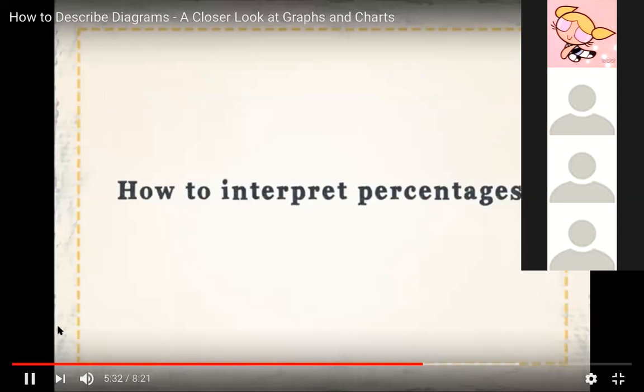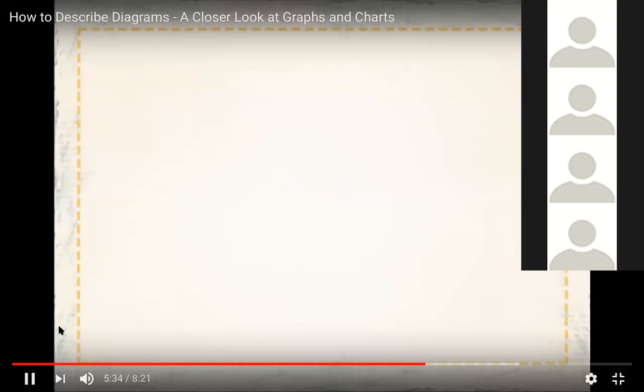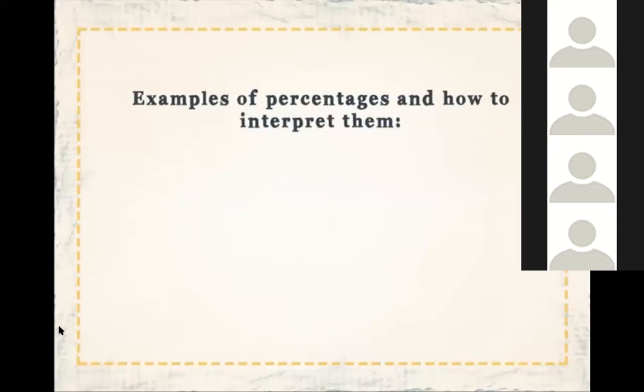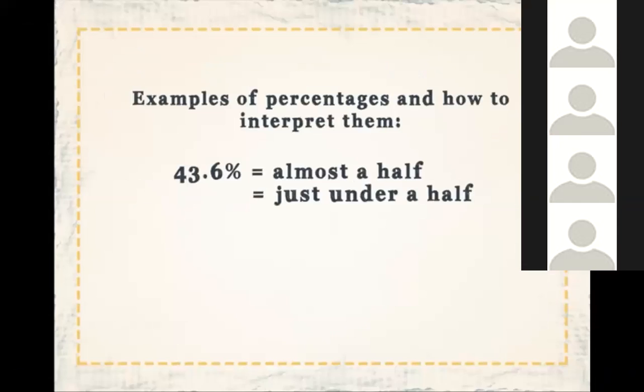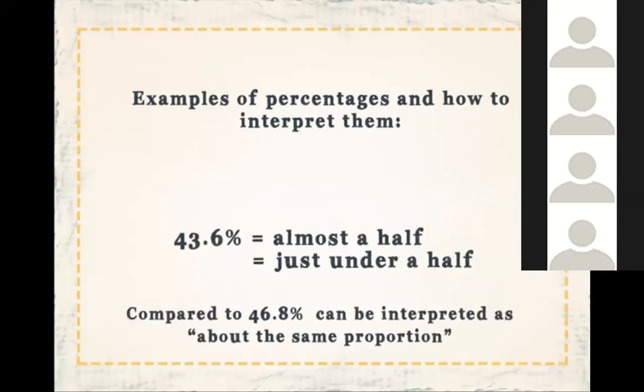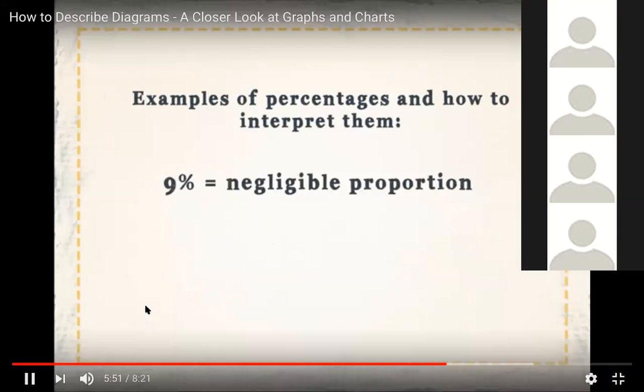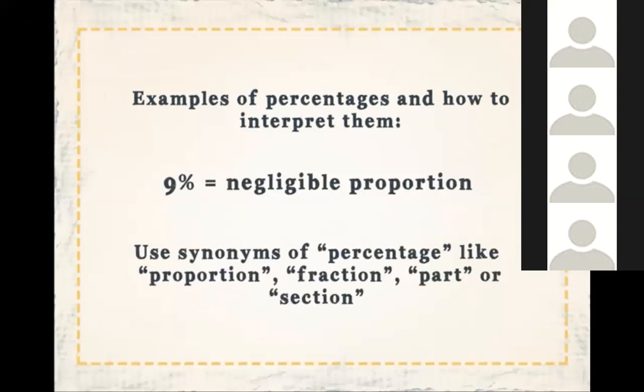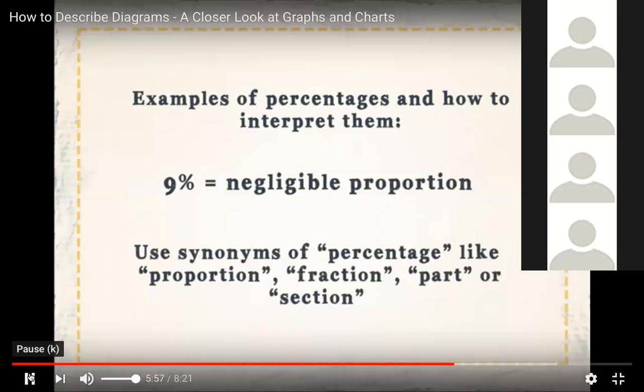How to interpret the percentages? Examples of percentages and how to interpret them. 43.6% is almost a half, or just under a half. Compared to 46.8%, it can be interpreted as about the same proportion. 9.6% is a negligible proportion. Always use synonyms of percentage like proportion, fraction, part, or section.